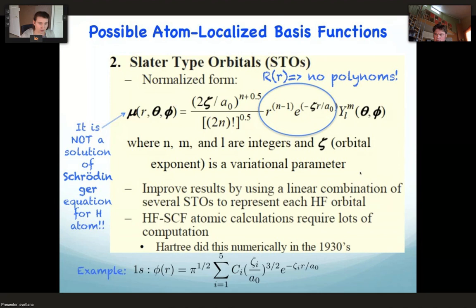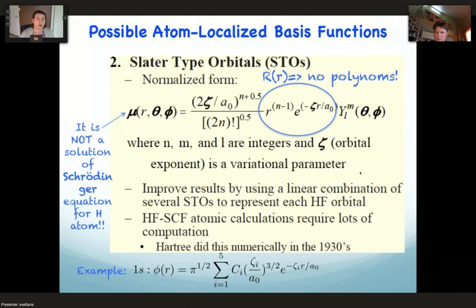So using this basis in the 1930s, without any computers, Hartree was able to solve the Schrödinger equation for hydrogen just using this Slater-type orbital basis set, just by hand. Which means that he was able to take all the integrals analytically, without numerical approaches.